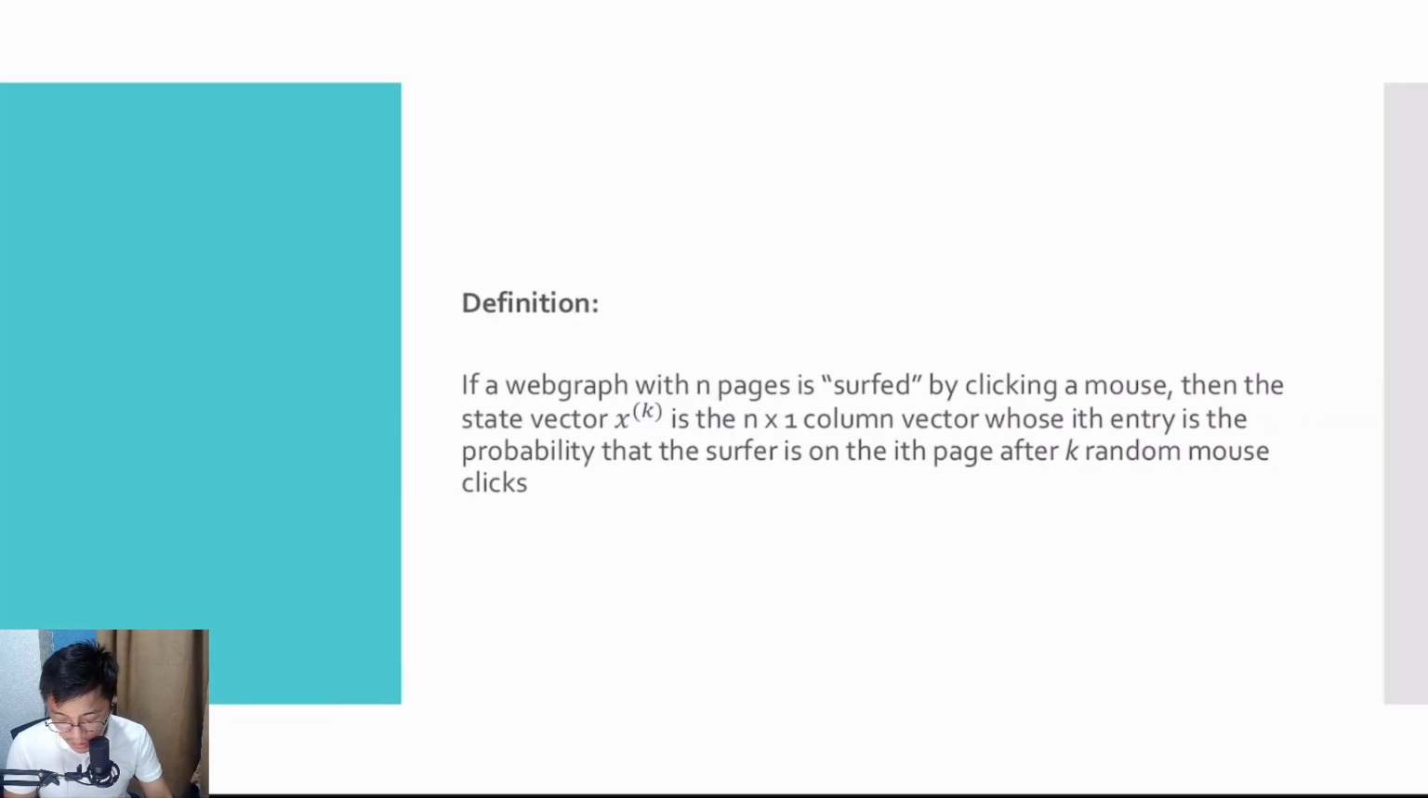Now, by definition, if a web graph with n pages is served by clicking a mouse, then the state vector x raised to k is the n times 1 column vector whose ith entry is the probability that the server is on the ith page after k random mouse clicks.